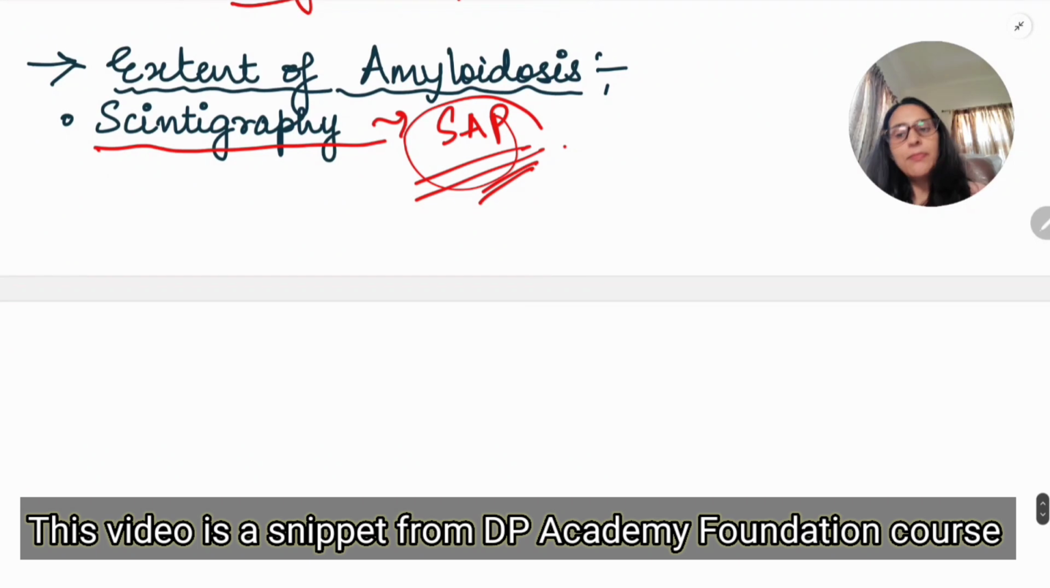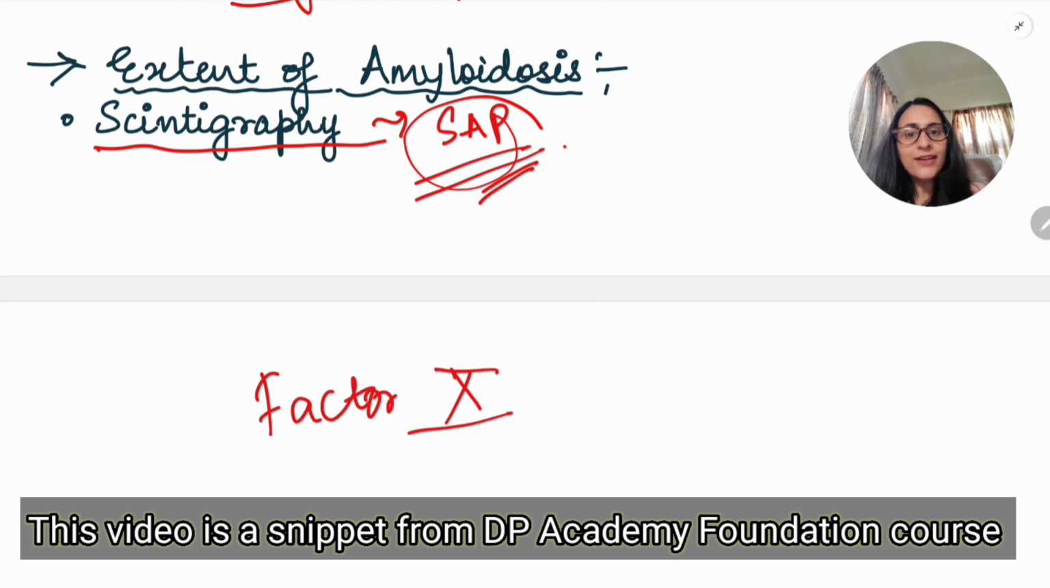People who have amyloidosis, as I told you, it is a rare condition, but they are associated with factor 10 deficiency. If you can recall, factor 10 is from our common pathway. It is where the common pathway starts. We have the clotting mechanism, intrinsic and extrinsic, and then both of these merge at the common pathway, that is factor 10. And then finally, factor 1 is formed, that is fibrin or the blood clot. This is the clotting mechanism, right? This is what we have studied.